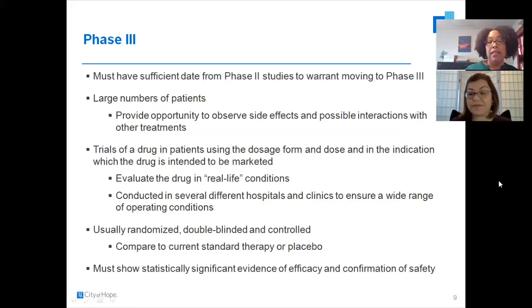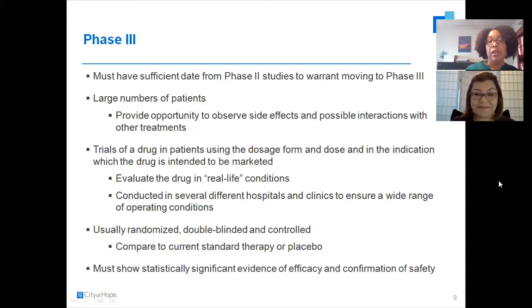So that means usually if they're blinded, double-blinded, that means neither the patient nor the physician knows if it's the drug or the placebo that the patient is taking. Or sometimes they can be open label where both the physician and the patient know.